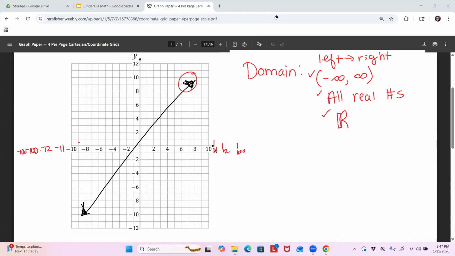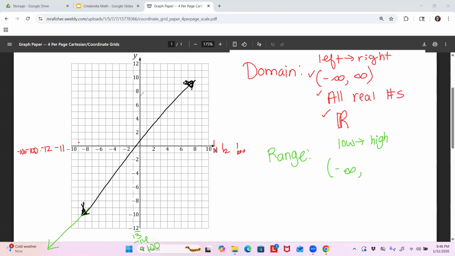Now let's talk range. We are still going to put our eyeballs on there and run it low to high. So range, low to high, or bottom to top, whatever you want to say. So people will be like, oh, here's the bottom, negative 10. Boom. No. Again, look at that arrow. It is going to go down forever. So negative 13, negative 14, negative 100, negative whatever, forever. So down forever is going to be negative infinity.